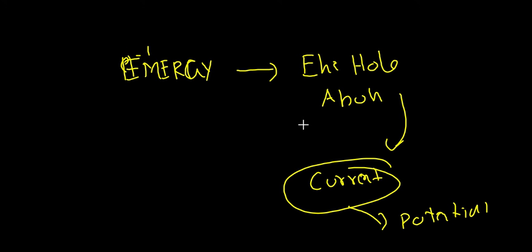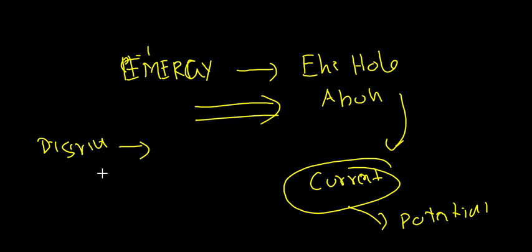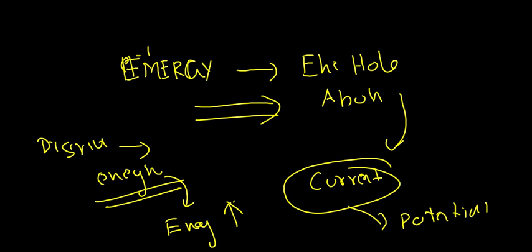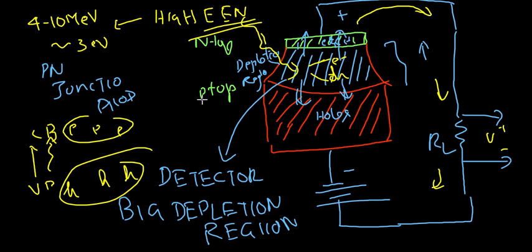Because of this nature, it will be able to discriminate the energy of different radiation. That's why the energy resolution of your semiconductor detector is very high. It will be able to differentiate even very closely spaced radiation energies. So that's it.